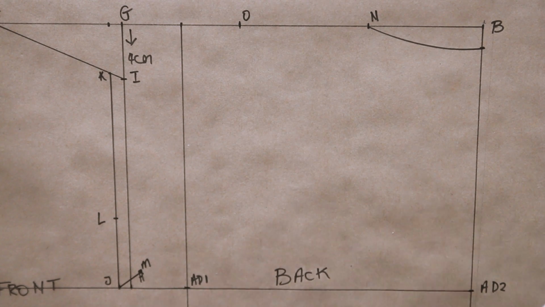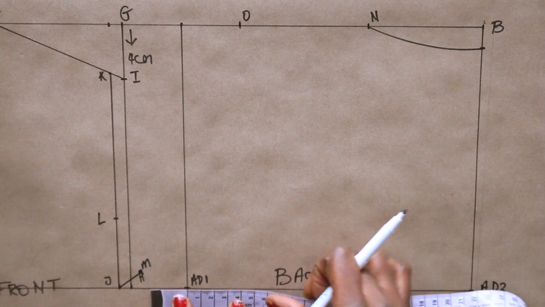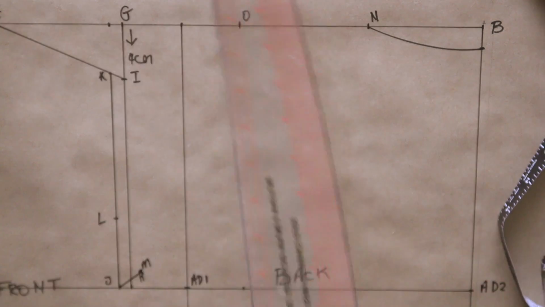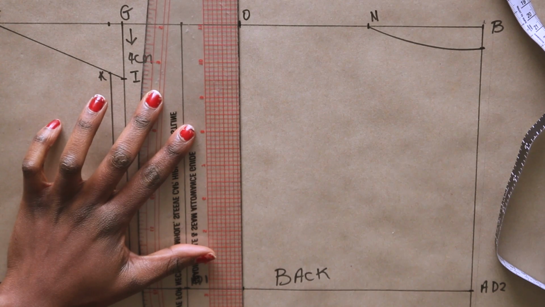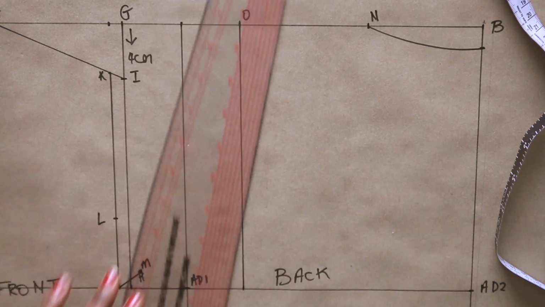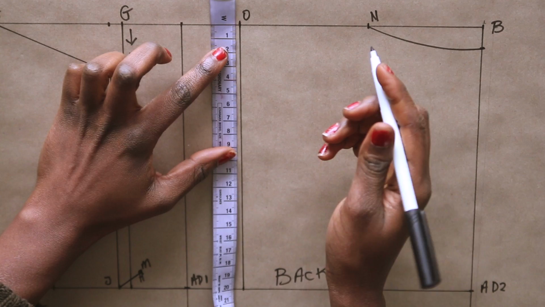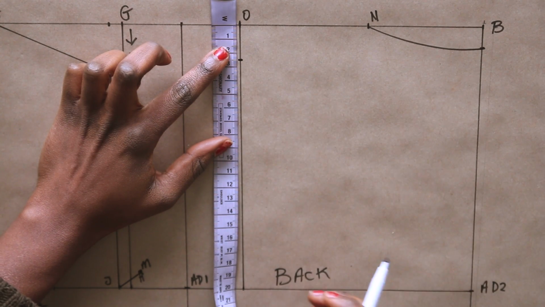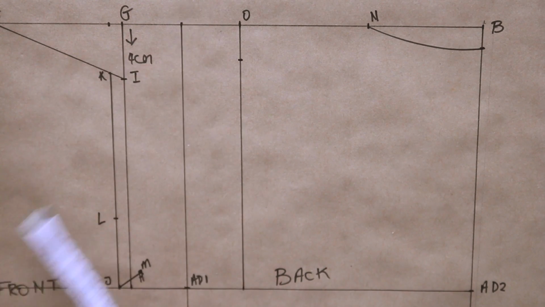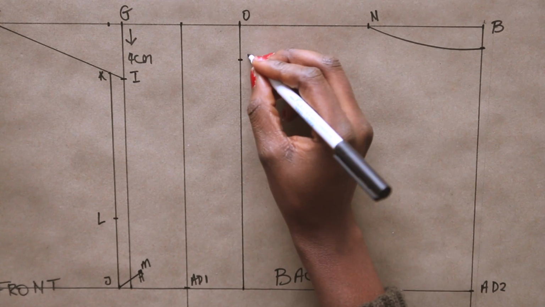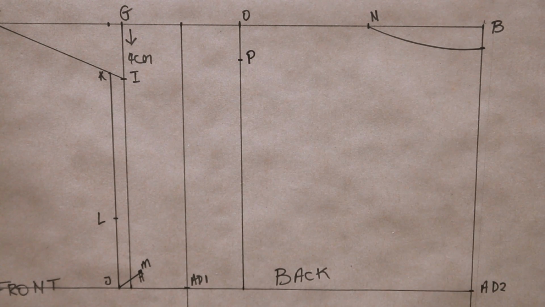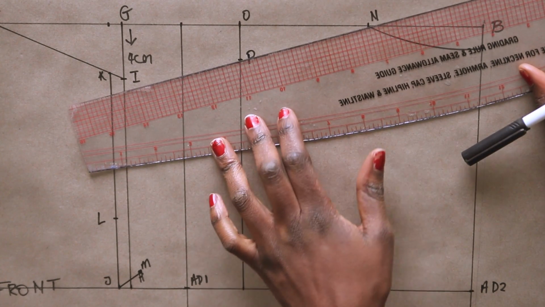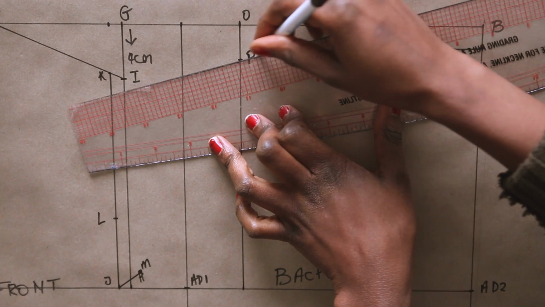Drag point O down to line AD1, AD2. From point O, measure 2.5 centimeters down the vertical line and label it P. Connect N and P together to form the shoulder slope for our back pattern.